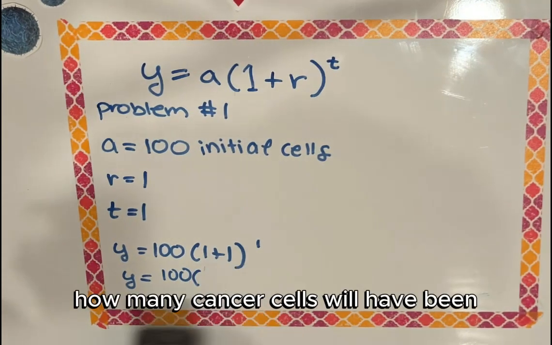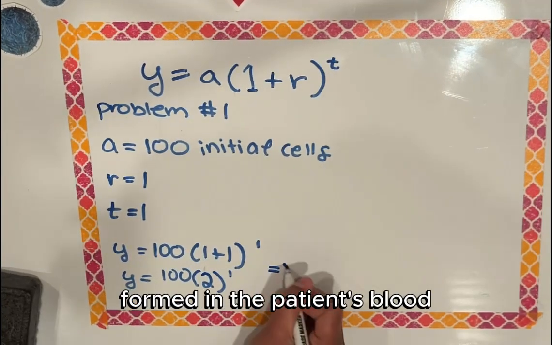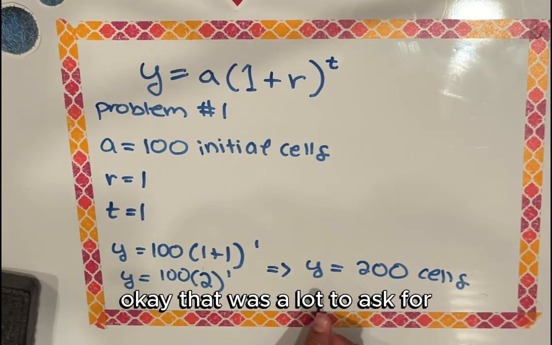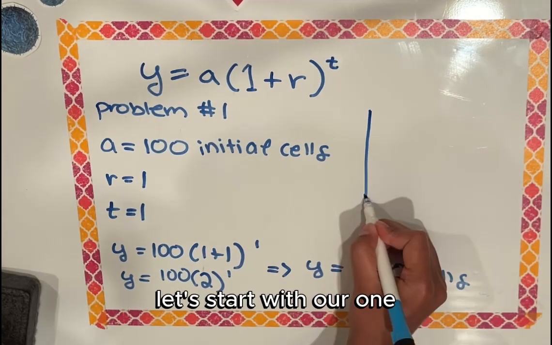At hour 1, how many cancer cells will have been formed in the patient's blood? How about in hour 2? And how about in hour 5? Okay, that was a lot to ask for. Let's start with hour 1.